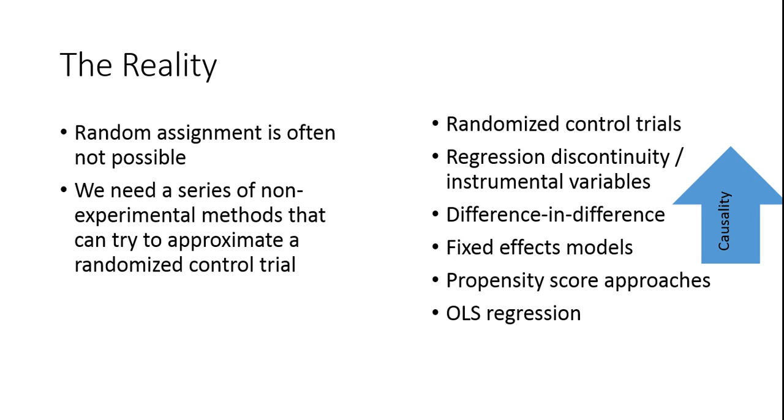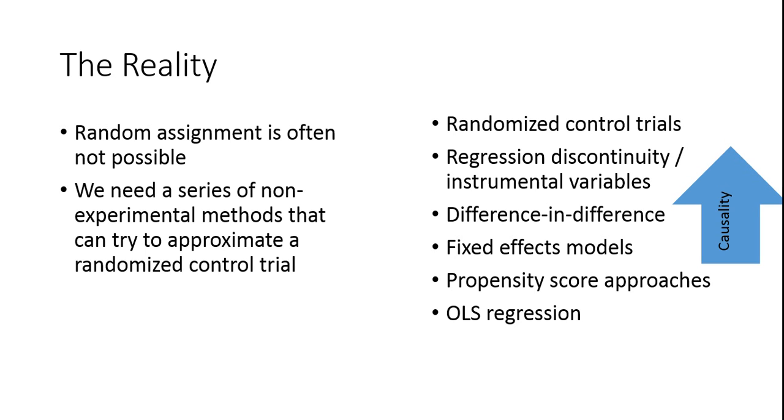Now, the reality is, just as we've noted, not like the ideal. Random assignment is often not possible. It's hard to get stakeholders to buy into this. It's hard sometimes to feasibly do this. Sometimes you face ethical issues and so forth. So because of this, we need a series of non-experimental methods that can try to approximate a randomized control trial.